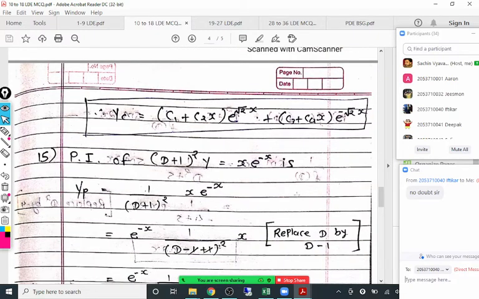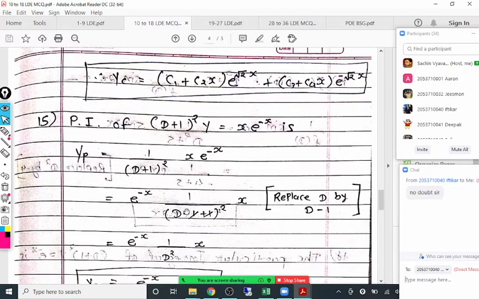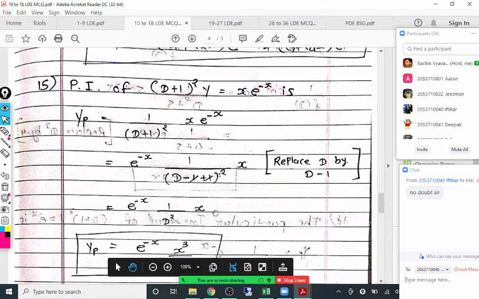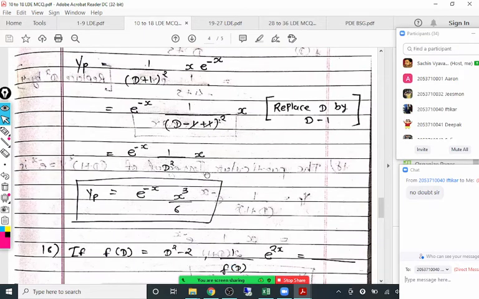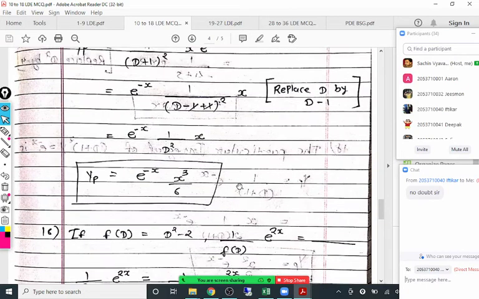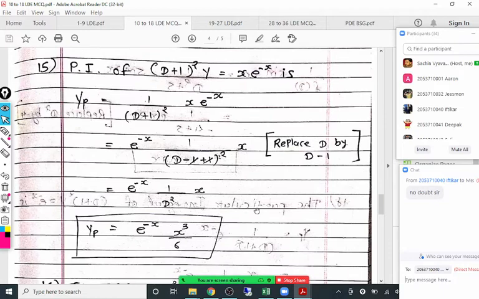15th, in the 15th we want yp for x e raised to minus x. So RHS is x into v form. So whenever there is a, no, not it is x into v. So instead of x into v, it is taken e raised to ax into v form. So e raised to ax taken outside, and we replace D by D minus 1. That's correct. Good. And we get 1 by D square of x. So we want second integration of x. Yes, and that's correct. So 15th answer is correct. So we have the yp for x into e raised to minus x. Good.